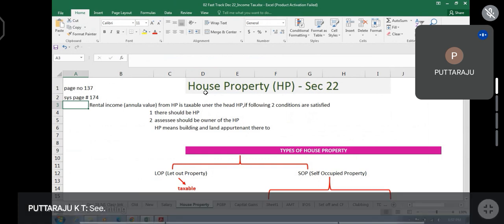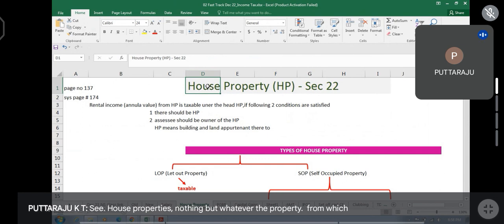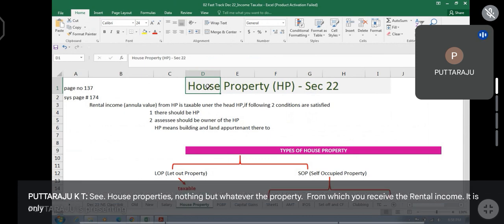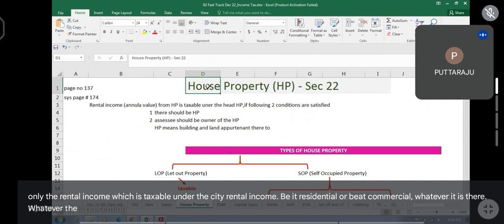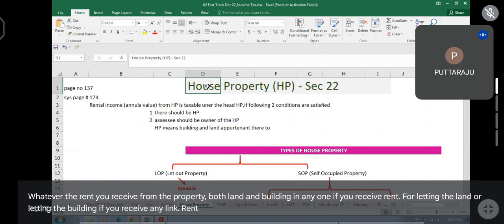See, house property is nothing but whatever the property from which you receive the rental income. It is only the rental income which is taxable under this head. Rental income, be it residential or be it commercial, whatever the rent you receive from the property, both land and building, if you receive rent for letting the land or letting the building, that will be taxable under this head. Okay.